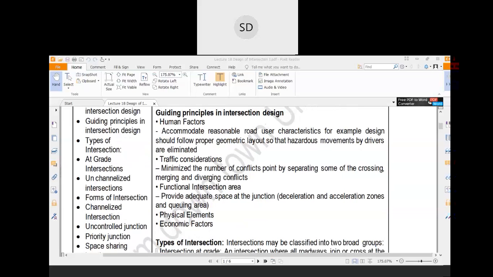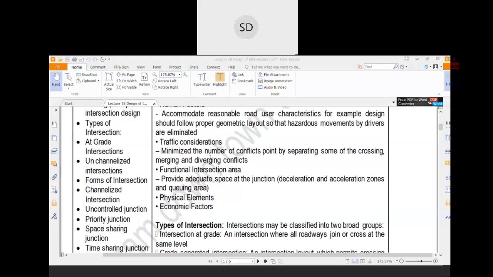The next point is traffic considerations. This is very important because you have to design your intersection considering the traffic. If there is a larger amount of traffic or more vehicles, some type of intersection may be suitable. If there is less traffic, another type of intersection may be suitable. So based on the traffic considerations, we have to design the intersection.